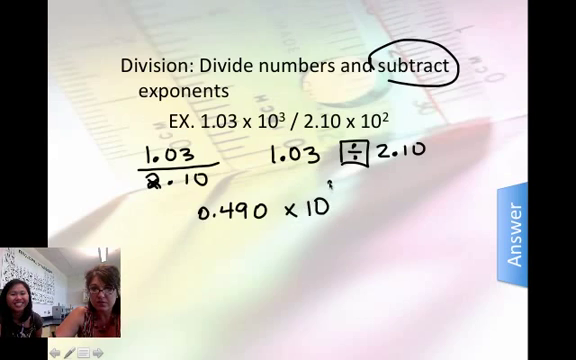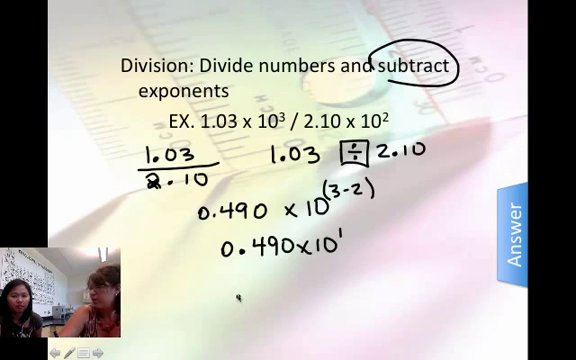It's 10 to the 3 minus 2. All right, and that's equal to 1. So we get 0.490 times 10 to the first power. But we're breaking our rule. This is not proper scientific notation. Because I need a non-zero digit in front of my decimal.